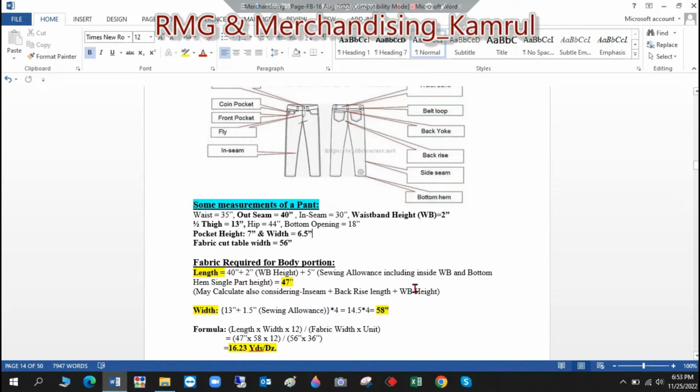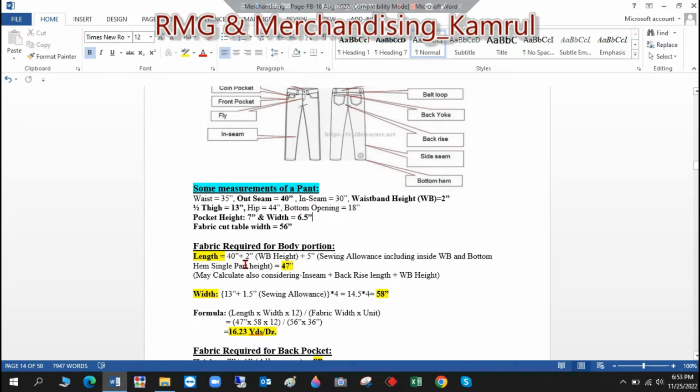inch sewing allowance, including the inside waistband and the bottom hem single part height. It means the out seam is this part, then the waistband is 2 inch, and inside the waistband there is also one more part, because the waistband is a double part. So inside there is another 2 inch, and in the bottom hem there is also about 1 inch inside. So this inside and sewing allowance, including all, is 5 inch. So if we put it together, the total is 47 inch. It means the total length is 47 inch.